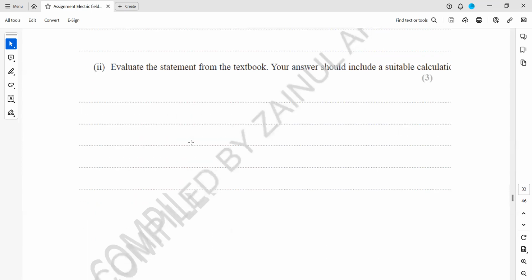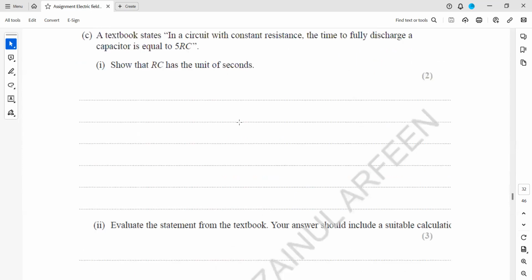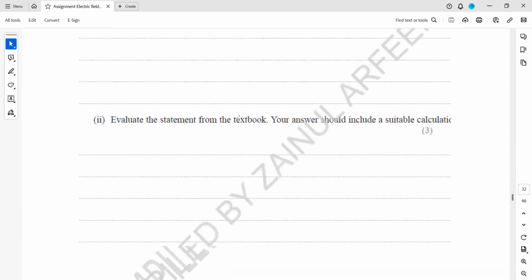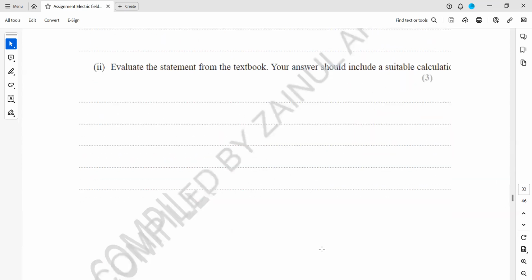Evaluate the statement from a textbook. Your answer should include the suitable calculation. So the textbook states that the total time for a fully discharged capacitor in a circuit with a constant resistance, the time to fully discharge the capacitor, is equal to 5 times RC. So we have to show that 5 times RC is the total time for a capacitor to fully discharge.